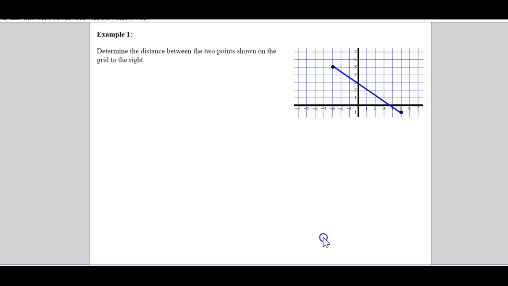Then, from there, you can form a right triangle. Okay, so there, you can count 1, 2, 3, 4, 5, 6, 7, 8. And 1, 2, 3, 4, 5, 6. You can tell me what the hypotenuse is without doing any calculations. 10. How do you know that? 3 and 4 and 5, 8 and 6.